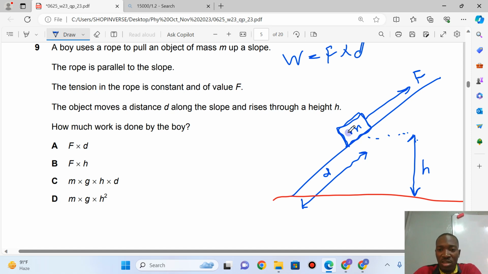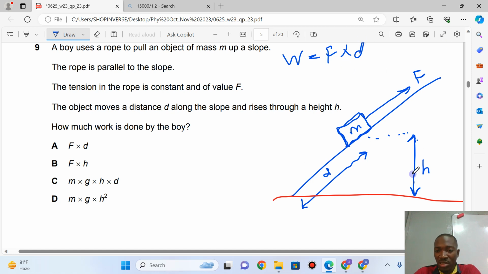Okay, what's the force here? The force here is the tension in the rope. Yeah, tension is the force in cords or ropes. So the force here is F, and the distance is the distance traveled by the boy, and the boy has traveled this distance D in the direction of this force. So that's why I'm using this distance D.